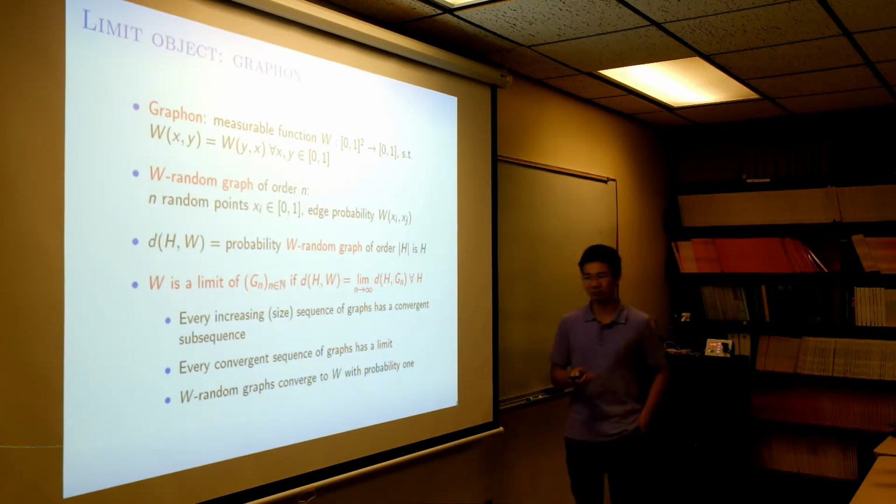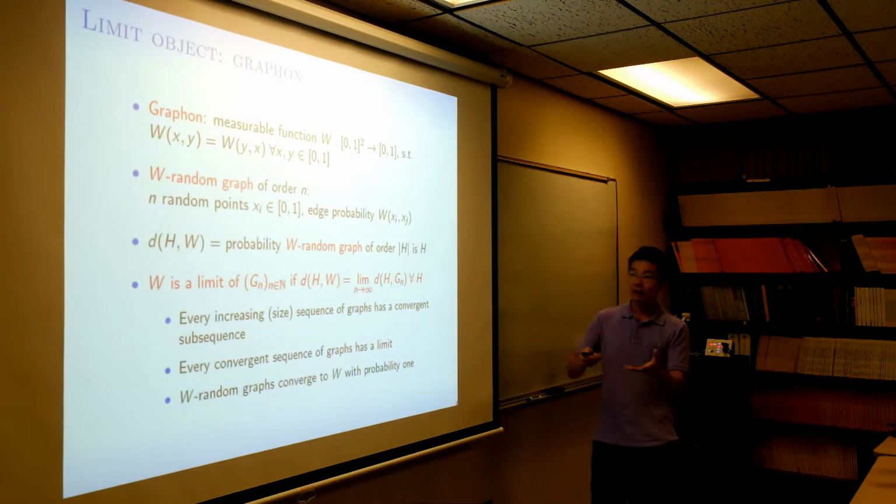And also, from a graphon, you can see the graphon itself, the definition has nothing related to the limit itself, right? It's just a measurable function, symmetric. But if you take a sequence of W random graphs, then it converges to W, which means every graphon comes from some limit. It's a limit of some sequence of graphs. Okay.